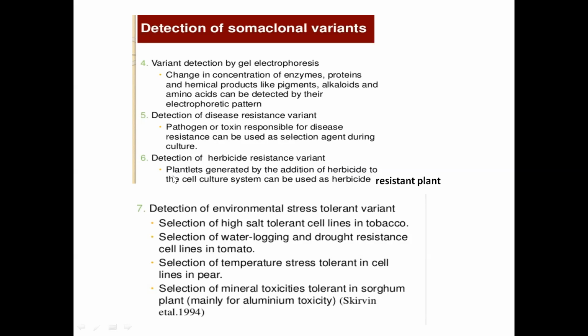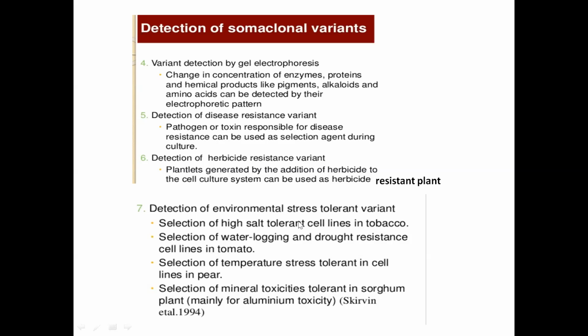In this case, the culture medium in which the plantlets are growing will be added with the herbicide, at the appropriate concentration. By this they will show that this particular plantlet is resistant to the herbicide. Herbicide resistance is not a common feature, it is an acquired feature. It has to be acquired. So somaclonal variation is a very common way of acquiring it, it helps in acquiring the resistance capabilities.